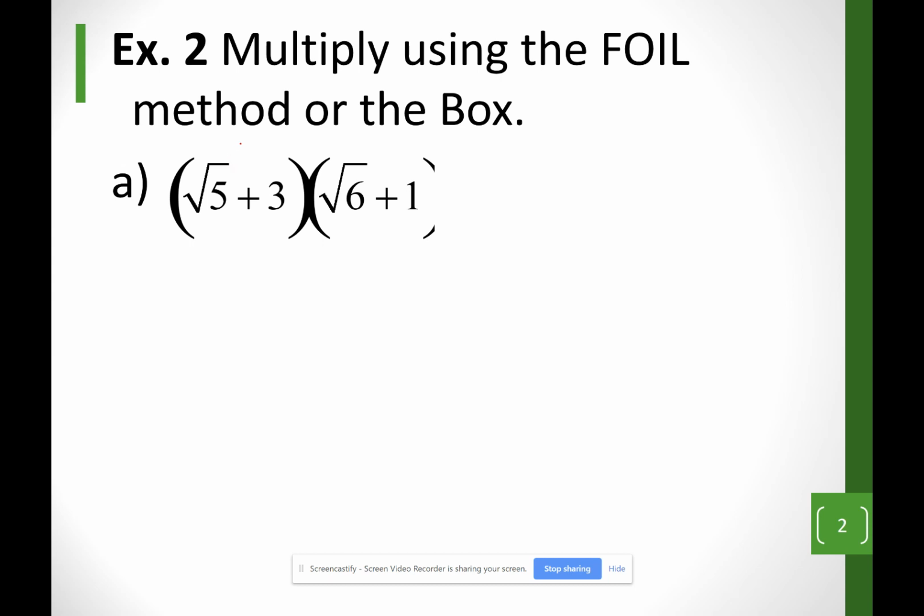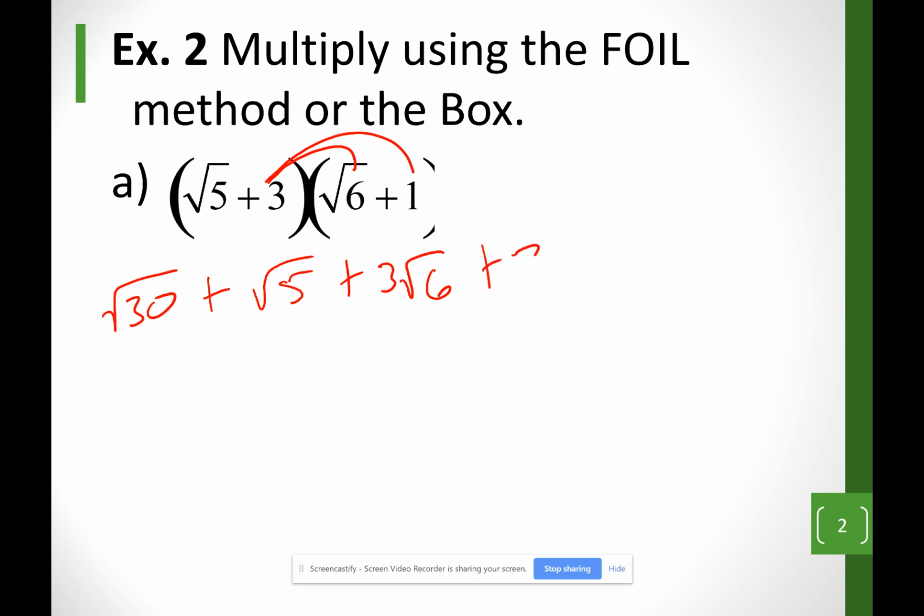Let me distribute that radical 5 to the second parentheses. Radical 5 times radical 6, that gives me radical 30. Radical 5 times 1, that gives me 1 radical 5. The number on the outside, I'm choosing not to write it. Now let me distribute the 3. 3 times radical 6, I get 3 radical 6. 3 times 1, I get 3. None of my radicals can be simplified. None of them are like terms, so there's nothing I can combine.